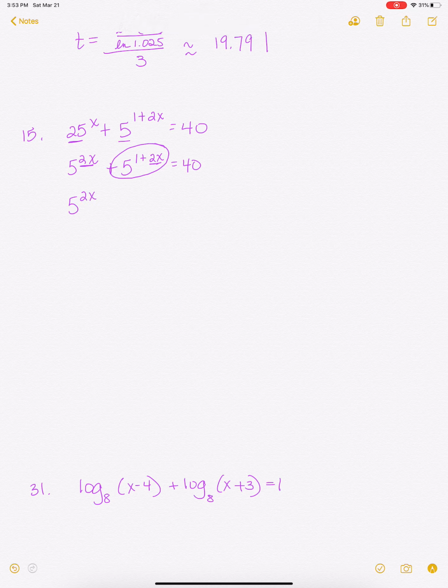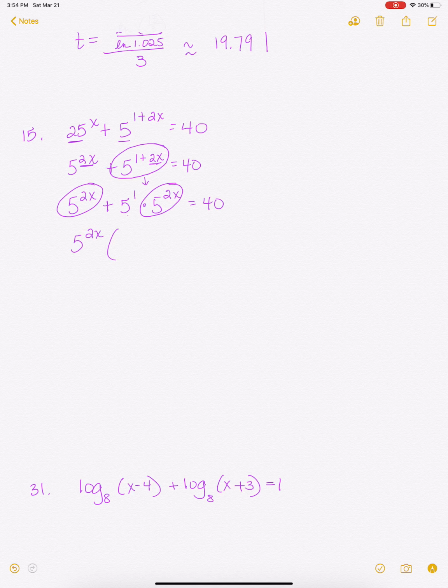I'm going to actually write this as 5 raised to the first power times 5 raised to the 2x. Notice that I just split that up. If I multiplied this back out, since these are like bases, I would add the exponents. And that's why I'm undoing that, per se. All right, and the reason I undid that was because now I've got this common factor in both of these terms, and I can factor that out.